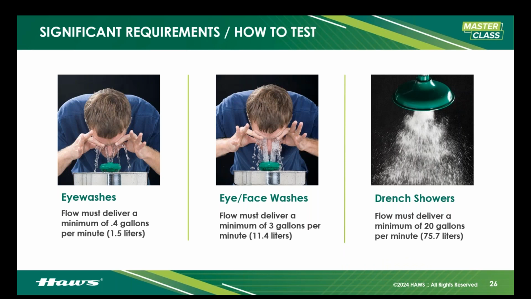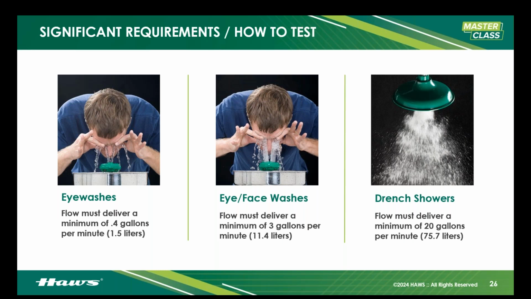Now, eye washes have to provide 0.4 gallons per minute. Eye face washes, 3 gallons per minute as a minimum, and drench showers, 20 gallons per minute as a minimum, okay? Watch out for your supply lines. We do a survey program. I'll talk about it briefly at the end here, but we're out there, we're surveying equipment, we're trying to hunt down non-compliance to help folks and to bring you up to compliance.